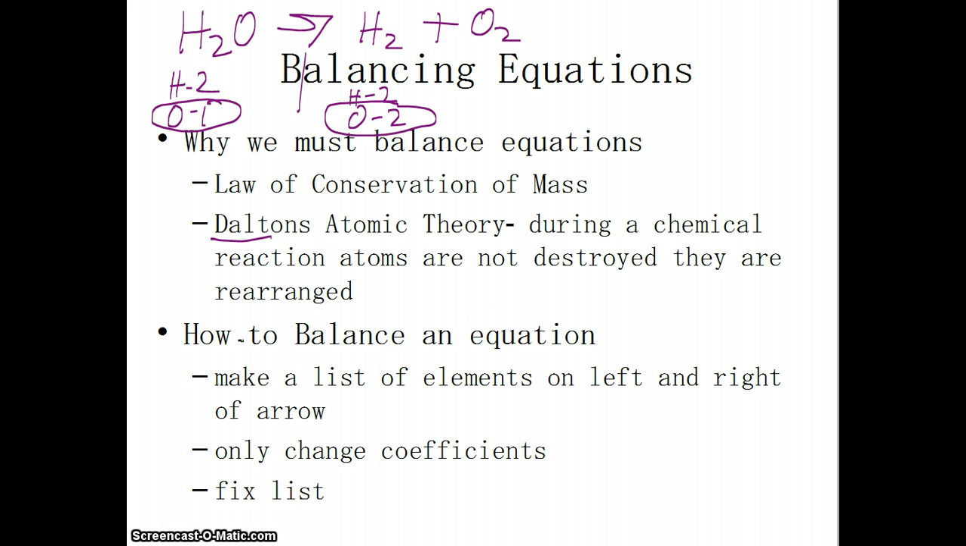Alright, so how to balance an equation. First off, we make a list of elements on the left and right of the arrow. We only change the coefficient. Remember, a coefficient, if we remember our hydrates, if we had 2H2O, that is our coefficient here. And then we fix the list. We keep on changing coefficients until everything balances out. So let's do some examples.